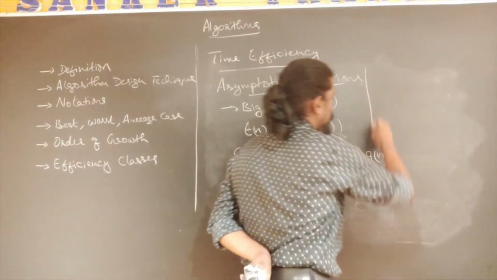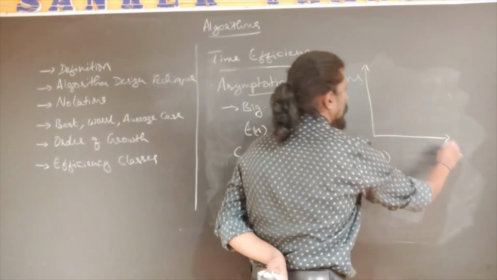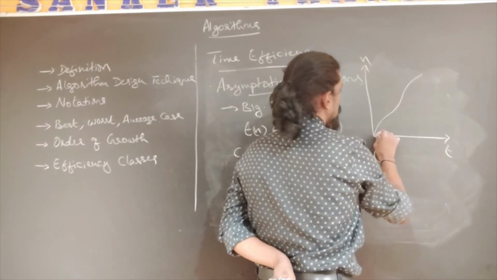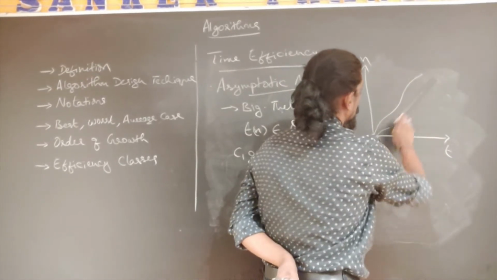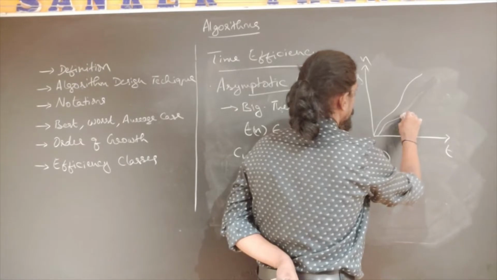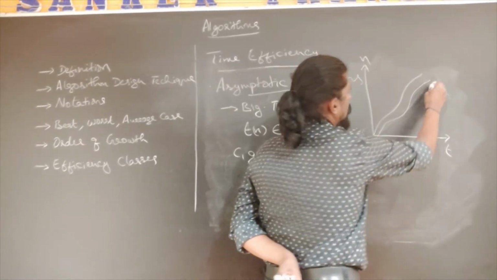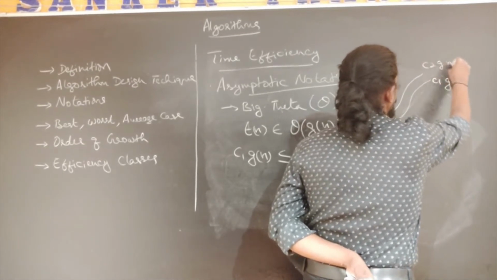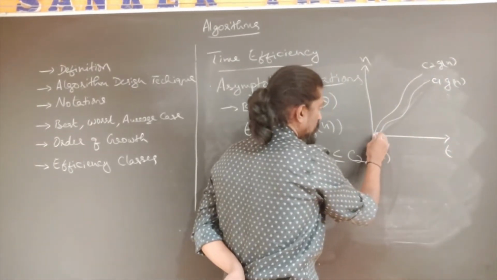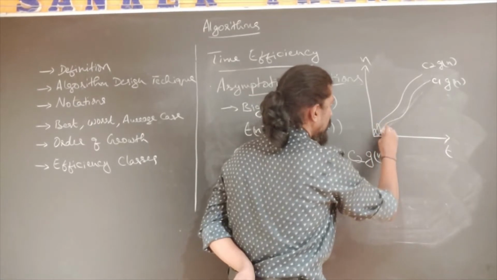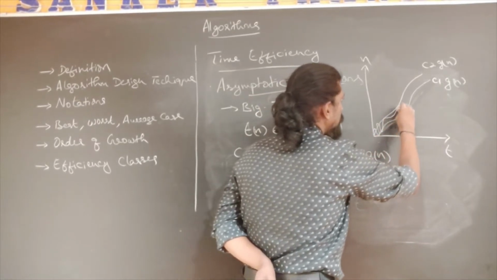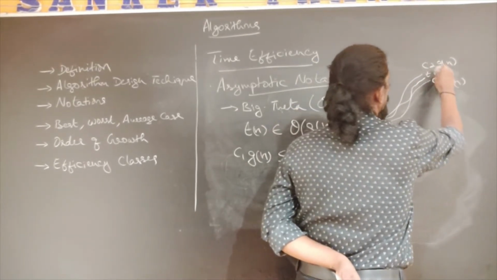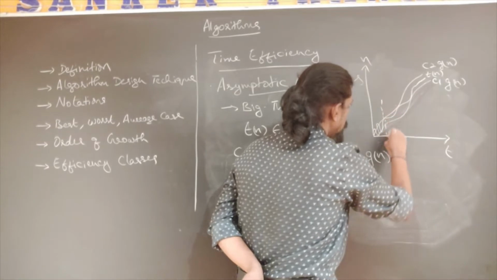So therefore, in a theta notation, you will have similar curves here. If this is c1 into g of n and this is c2 into g of n, then the algorithm that you are going to plot will always be in between these. It will be somewhere in between, this t of n. So this is the initial input n0.